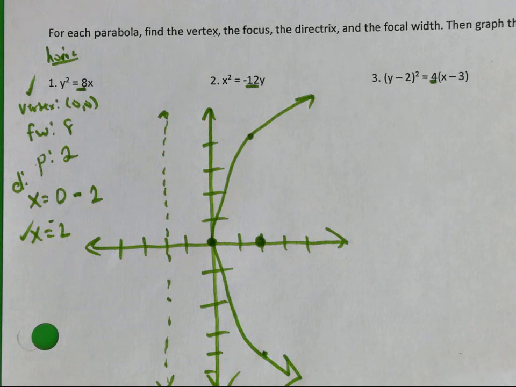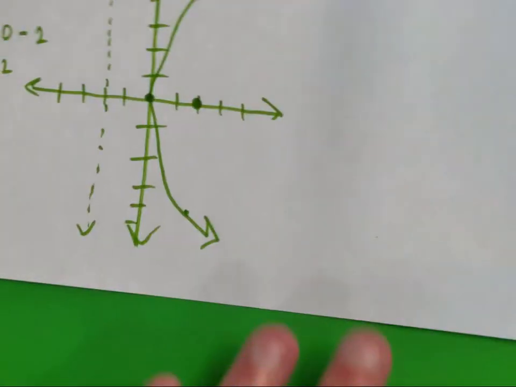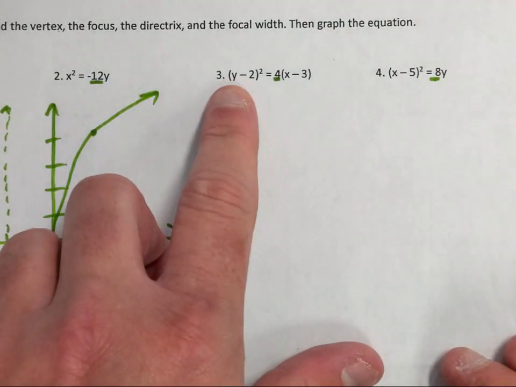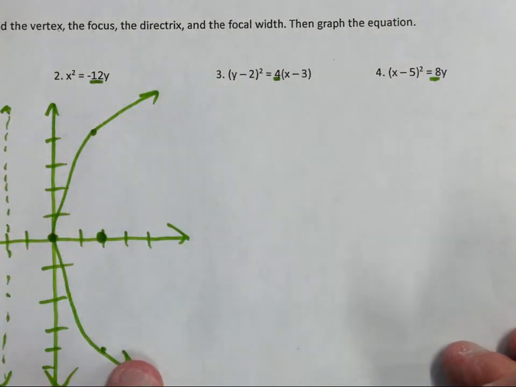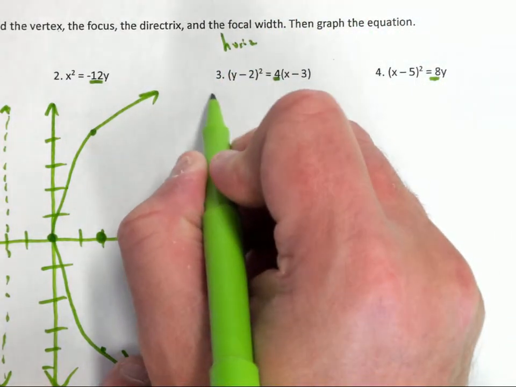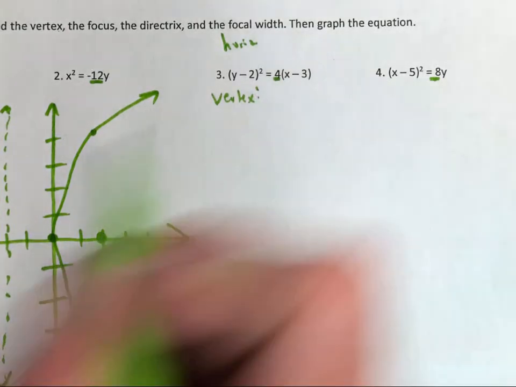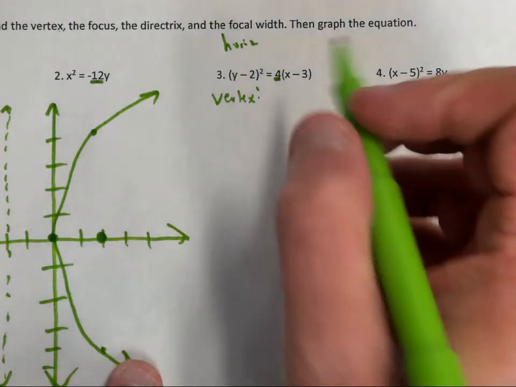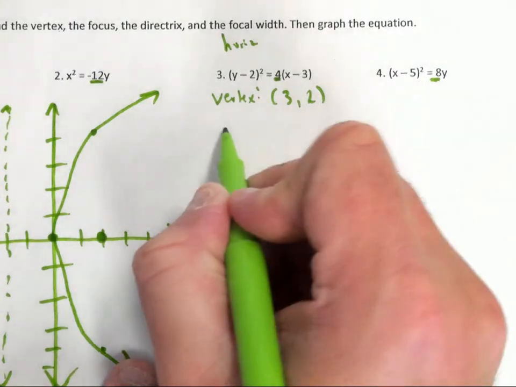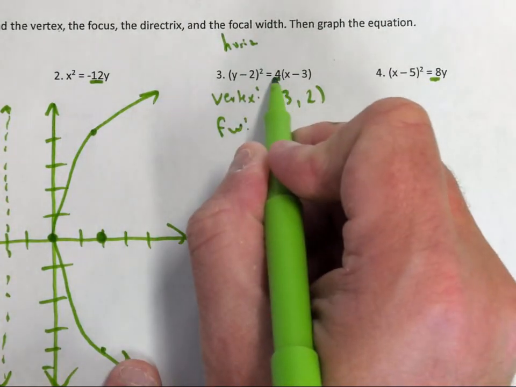Let's go to number 3. I'm going to click. Number 3. It begins with Y. So is this horizontal or vertical? Horizontal. What is my vertex? 3, 2. Be careful, 3, 2. My focal width is how much?